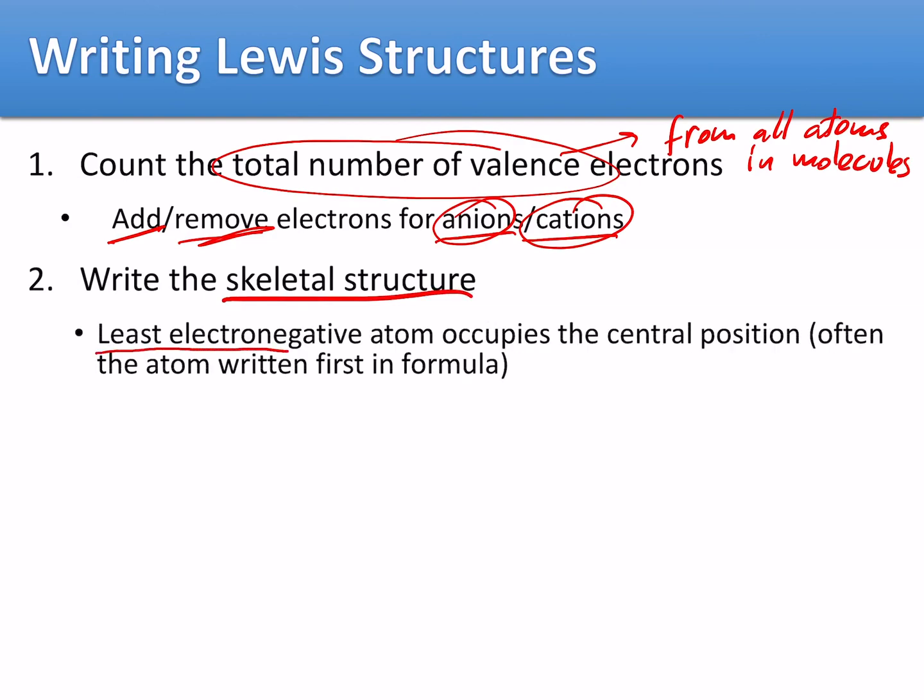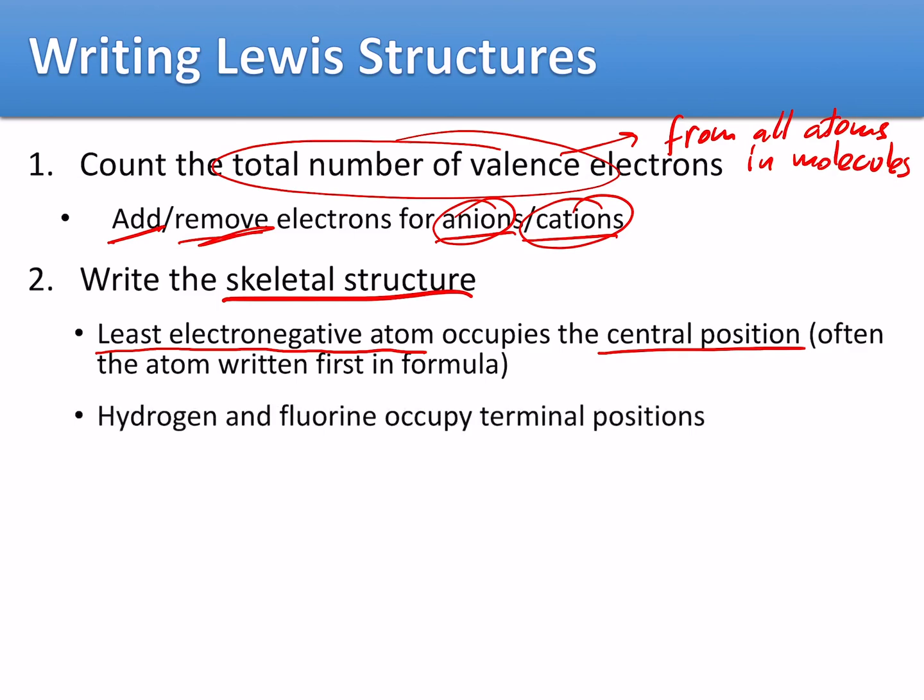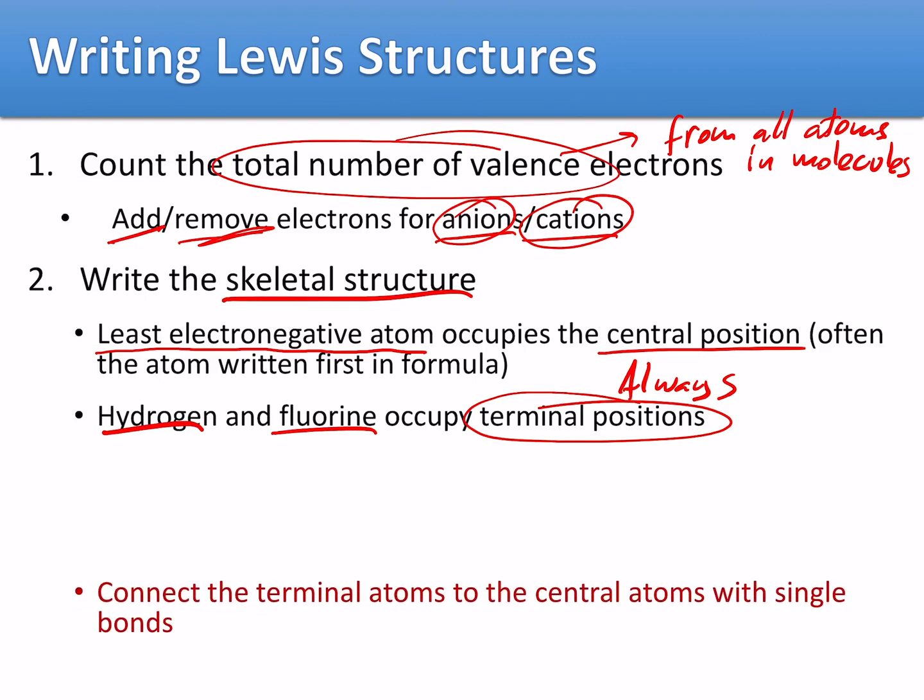We write the skeletal formula, and it sounds kind of bad, but basically what you do there is you take the least electronegative atom and you put it in the center of the molecule. We are going to keep this as simple as possible, so usually you will be handling just one central atom, which means pretty much you put everything around it. A couple of restrictions here: hydrogen and fluorine are always at terminal positions. No matter what you do, they will never be a central atom.